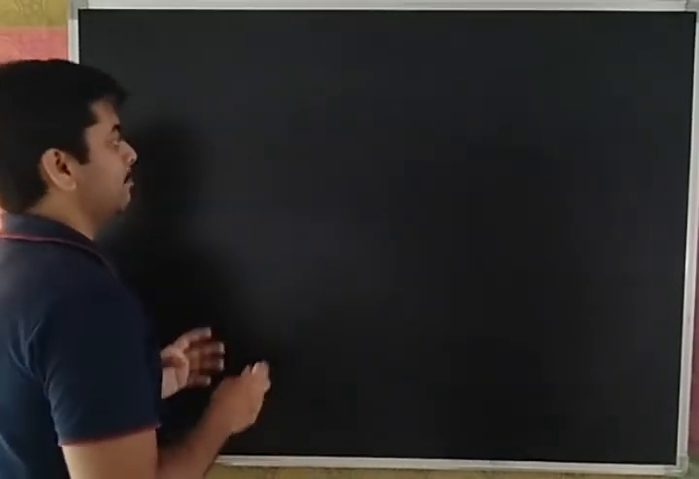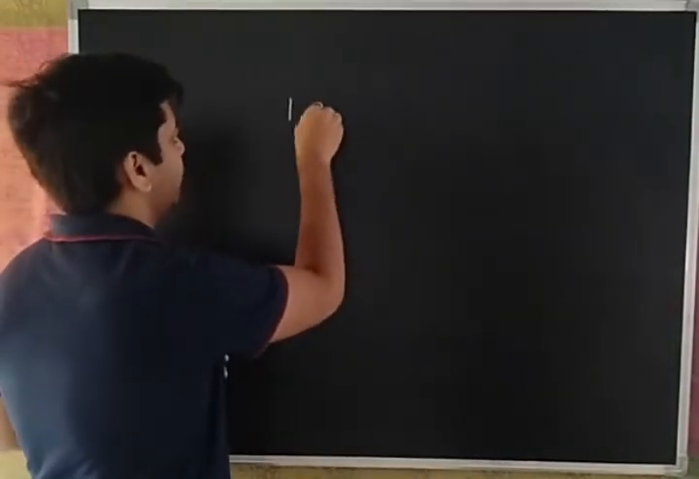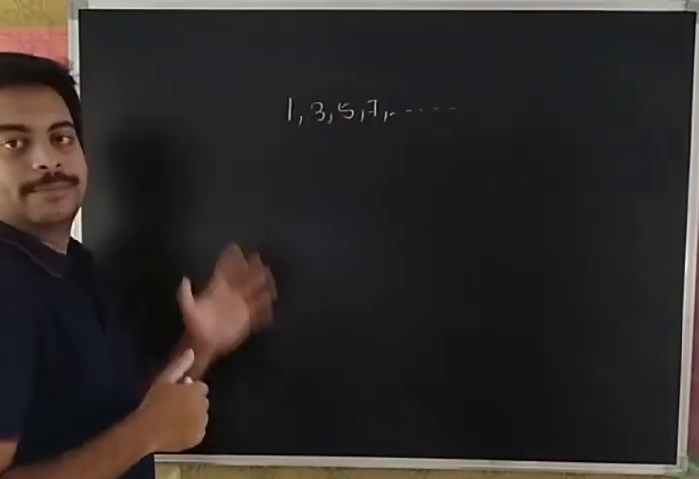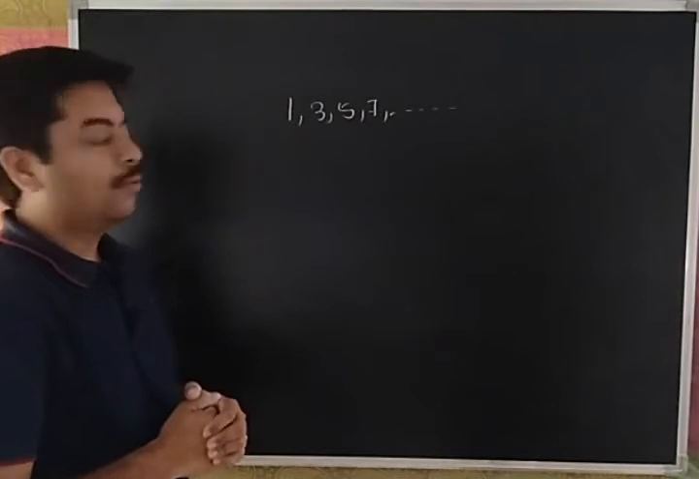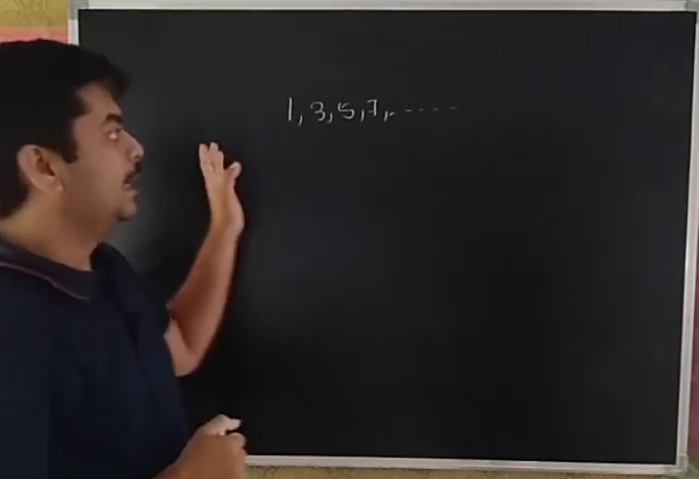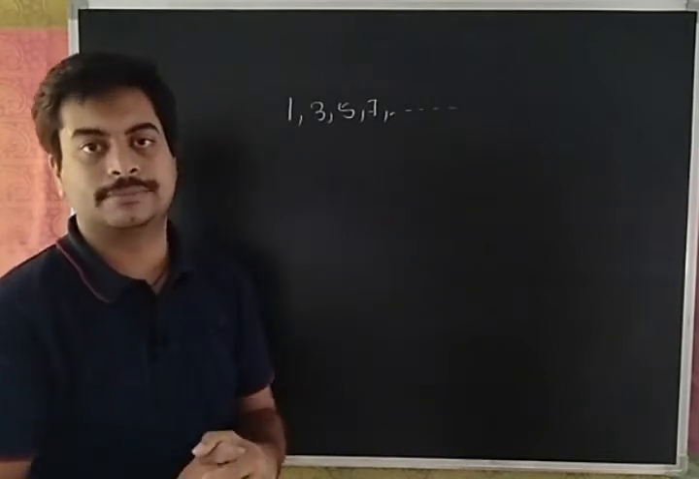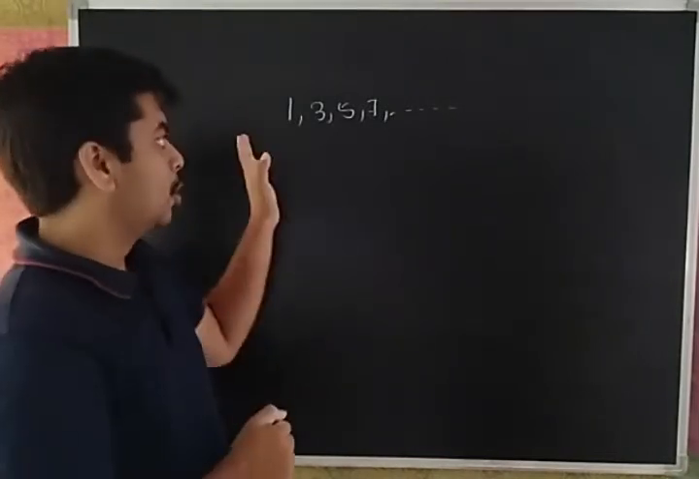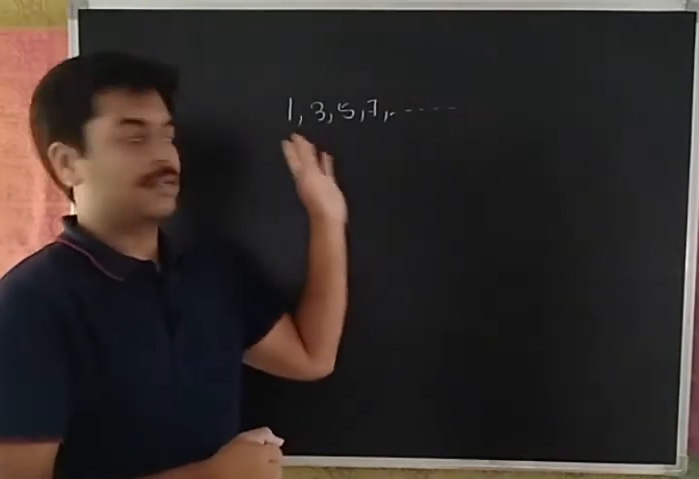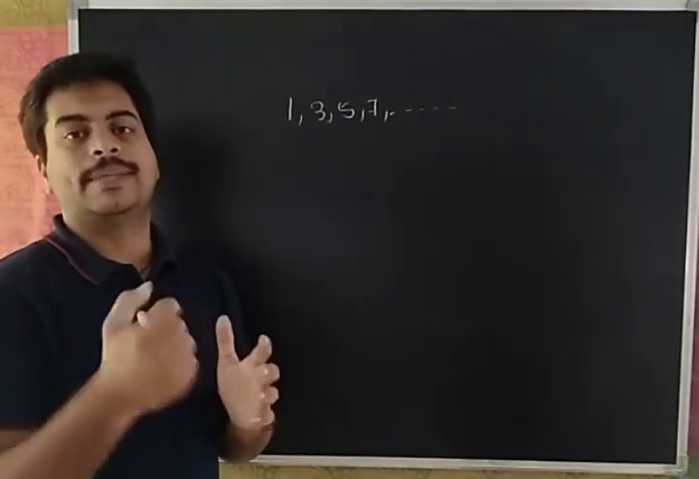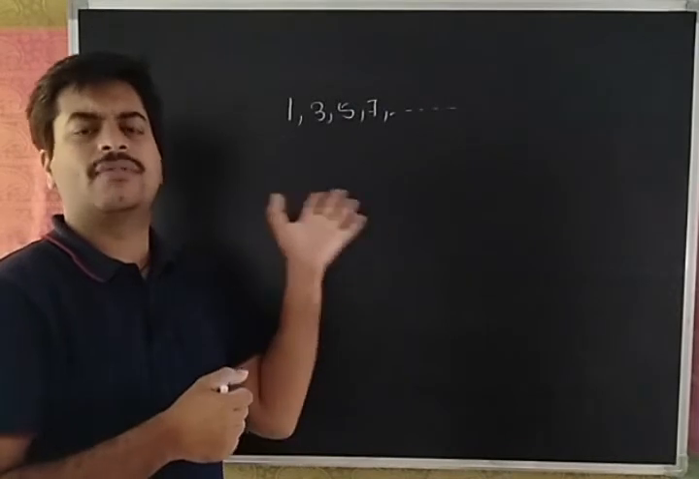Let us take one simple arithmetic progression. Let us say 1, 3, 5, 7, 9, and so on. This is an arithmetic progression. Now my question is, find all the 100 terms and add all of them and give me the answer. How long will you take? You will take a lot of time.